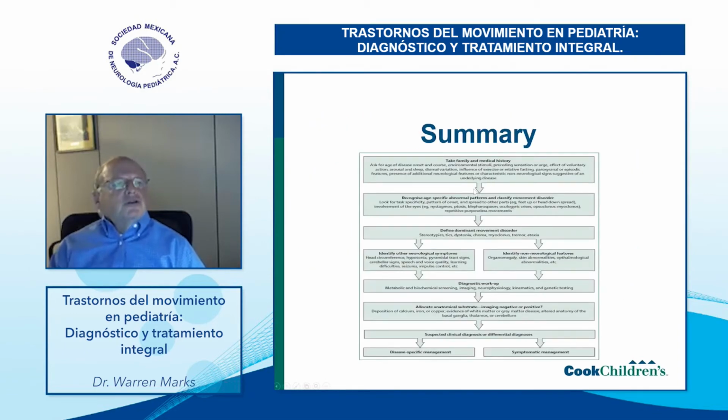So in summary, back to this original slide, most of your information is going to come from your family and medical history. It's important that you recognize patterns that may be age specific and recognize the differences in tone and movement so that you can define the dominant movement disorder. It's very helpful to identify associated symptoms because that will help you narrow down your search for what your cause is. Same thing with non-organic features, looking for organomegaly, skin changes, eye changes that may point you in the direction of a specific disorder. That will help you tailor your diagnostic workup in terms of imaging, biochemical and lab screening, and then genetics. And that will hopefully then allow you to devise a more specific treatment plan.